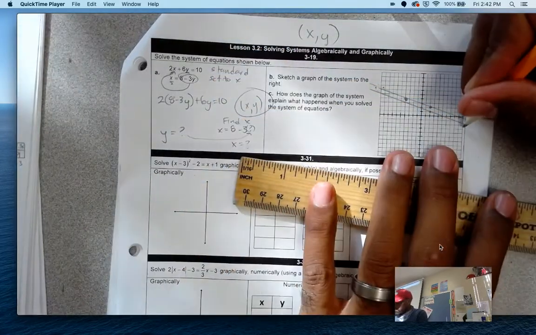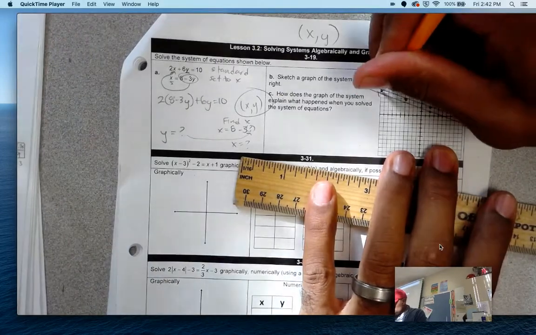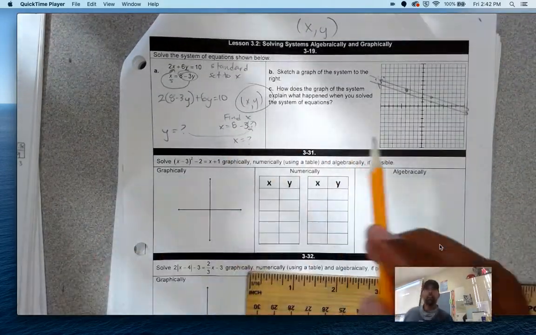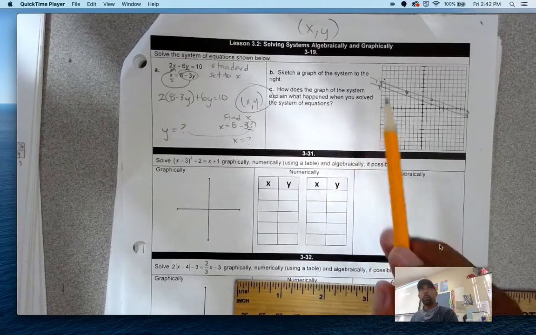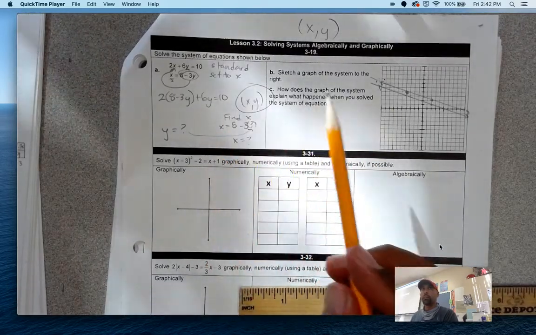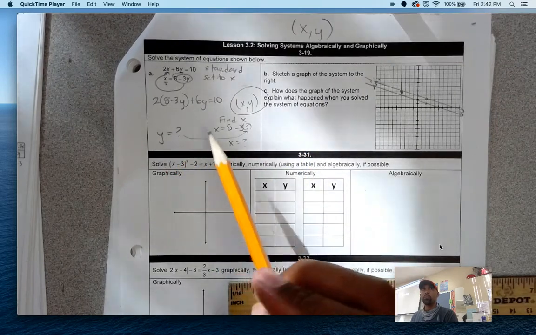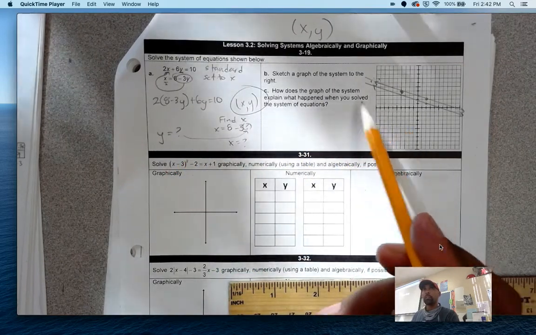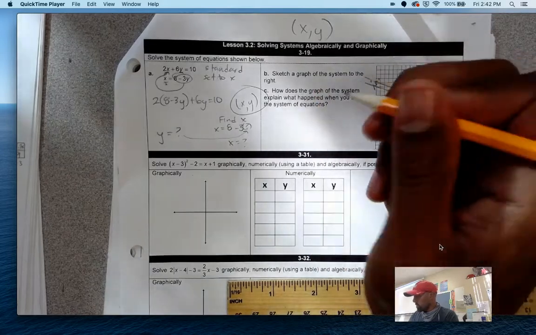Okay, so there we go. And then I'm going to put my arrows in the end. All right, so again, how does the graph of the system explain what happened? Okay, well, when you solve this, you're going to see something, and it's going to explain what happened when you solved it. And notice that they don't touch, so there's no solution.